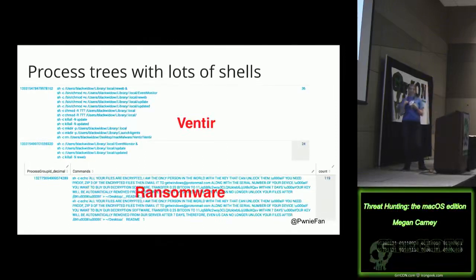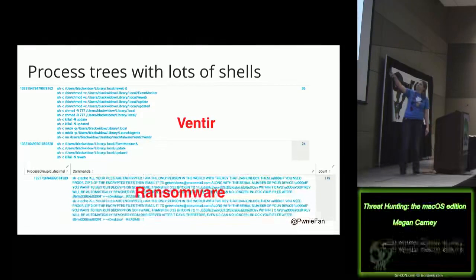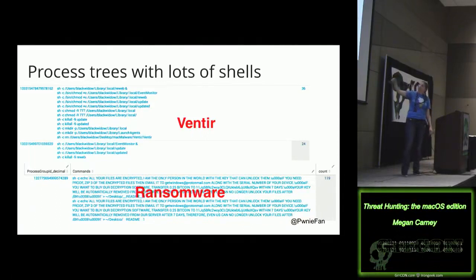So here we have another way to find ransomware. And you can see the message, it pops up on the screen. And then we have Ventir, which is something that runs a lot of shells to set up its persistence. What you can see there is that .local directory inside the user's home directory hides a bunch of its artifacts, and it also installs a launch agent, which is one of those shell commands. And, oh yeah, then it deletes itself. That's that very last shell command for Ventir.